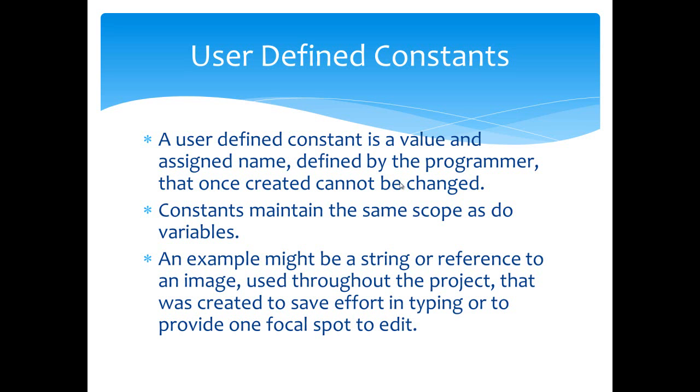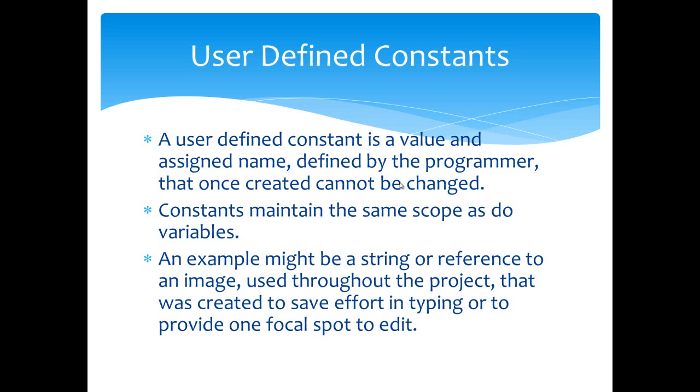Constants maintain the same scope as variables do, which means that where you declare that constant is where it has life. But generally, if you're going to build a constant, you're going to put it as a class level variable at the top. I can't imagine why you would want to put a constant within a method, but I suppose you could if you want to. An example might be a string reference to an image used throughout the project that was created to save effort in typing or to provide a focal spot to edit.